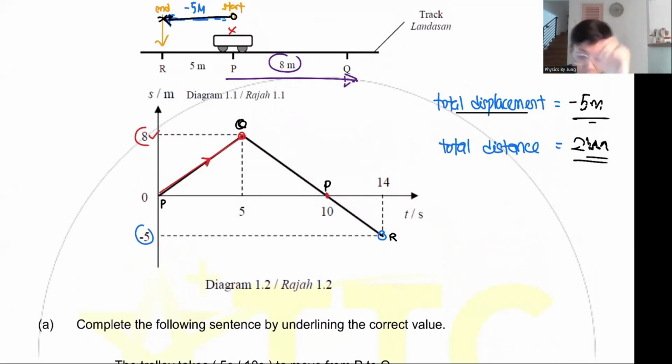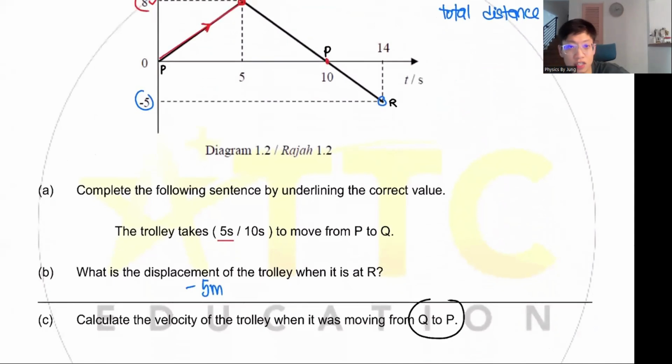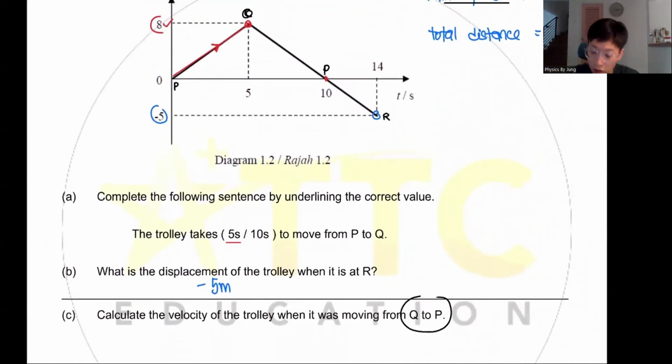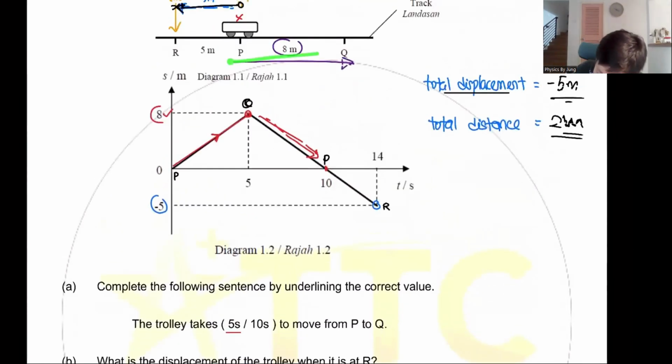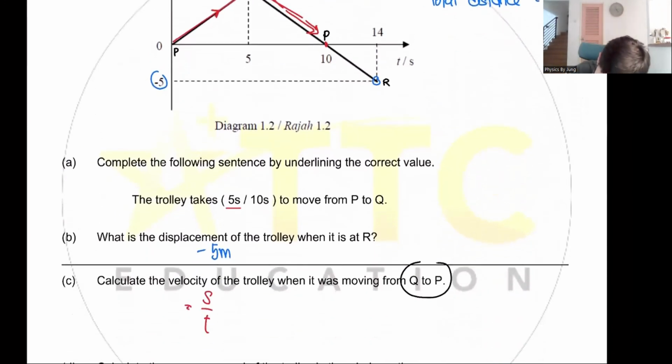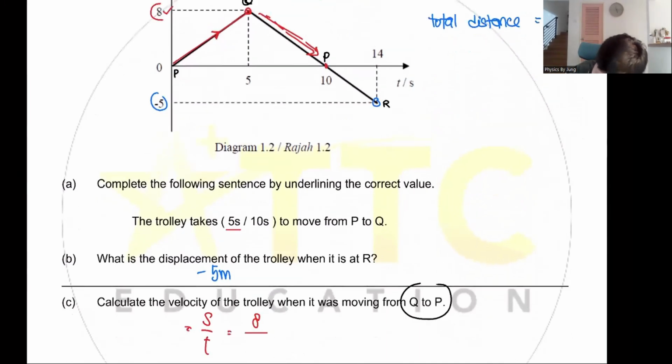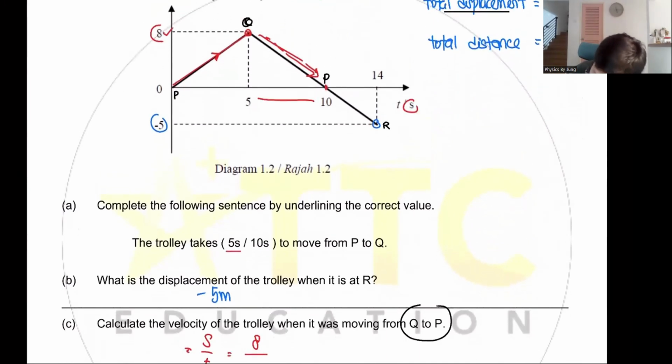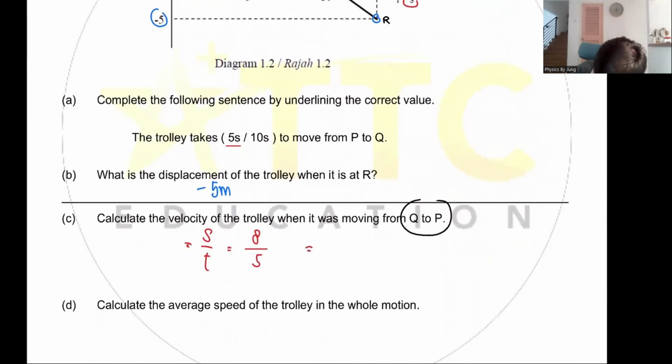So from Q to P, what is the velocity? Okay, guys, I write like this. You tell me correct or wrong. From Q to P, I go all the way down. The total distance that I move from Q to P is 8 meters, right? So velocity is going to be displacement over time taken. So 8 meters divided by Q to P, how long? 5 seconds. So I get this to be equal to 1.6 meters per second. Okay, can anybody tell me why this is wrong?